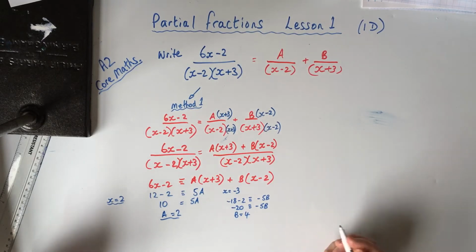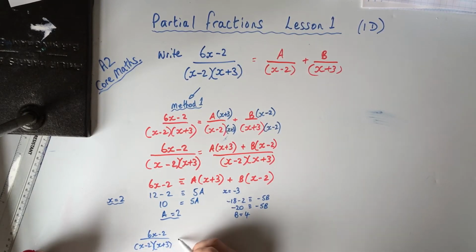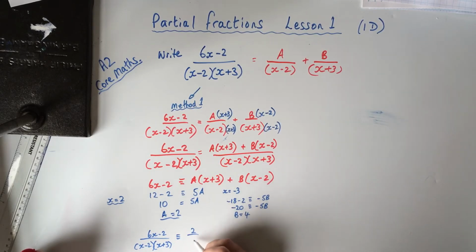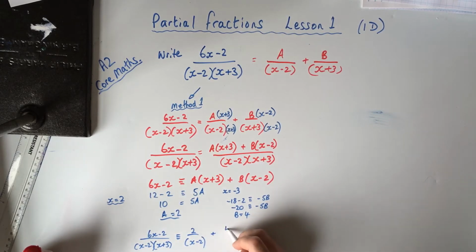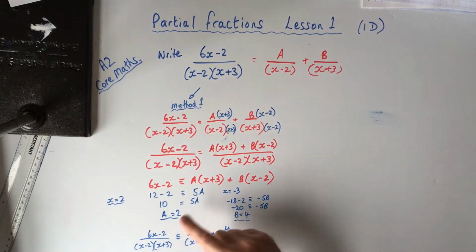Okay, so now we know that 6x minus 2 over x minus 2 times x plus 3 can be written as 2 over x minus 2 plus 4 over x plus 3. And that is called partial fractions. Okay, and that's the method, the method of substitution.